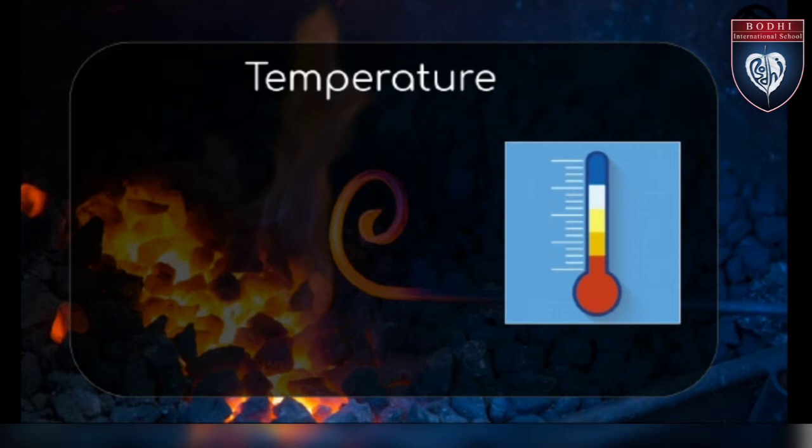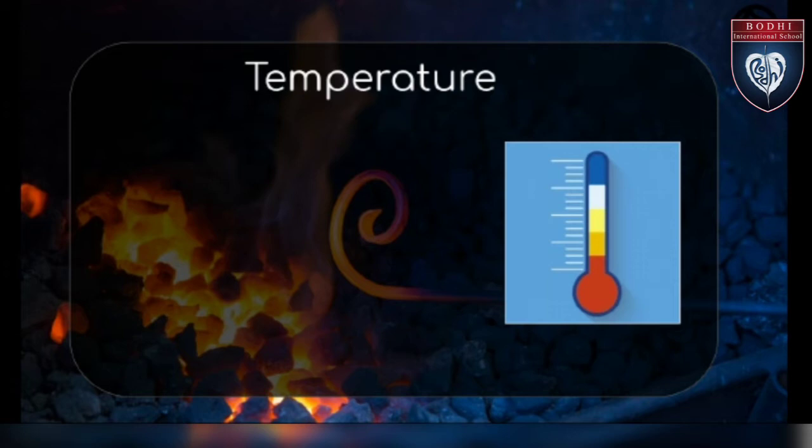How do we find the temperature? What is temperature? For this question, we will do one activity. Take 3 large mugs, label them as A, B and C. Put cold water in mug A and hot water in mug B. Mix some cold and hot water in mug C.